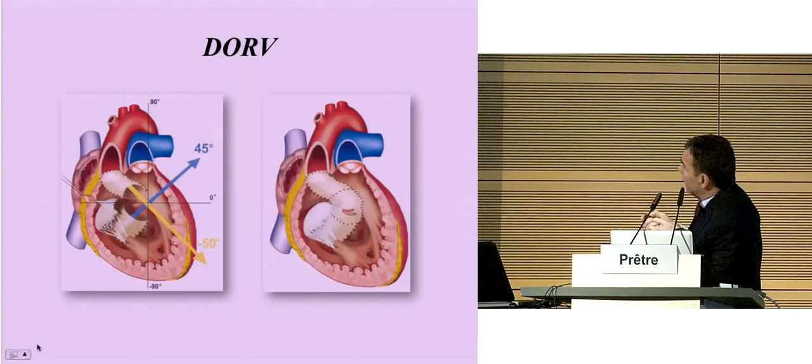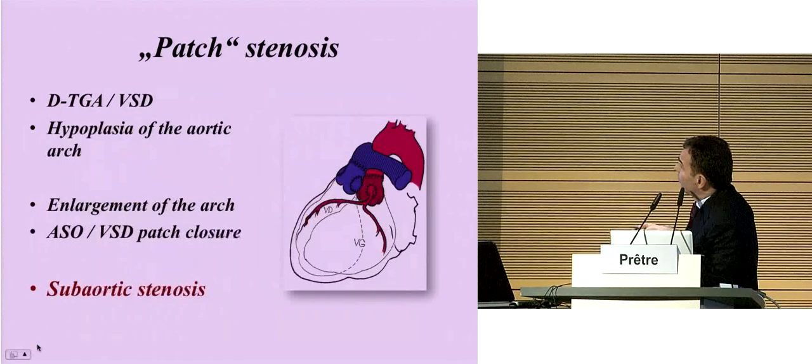But otherwise, when the VSD is more or less subcommitted, usually you can connect the left ventricle to the aorta without much problem. Now, patch stenosis, this is just an example, but we see those cases much more than we believe, and they do happen. This is an example I give you: it was a DTGA, VSD, hypoplastic aortic arch and coarctation. We know this pathology here.